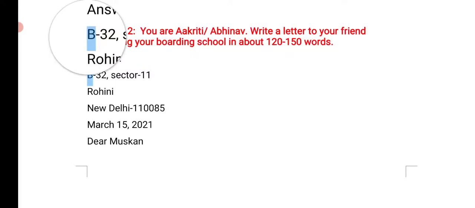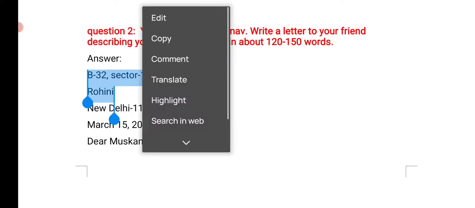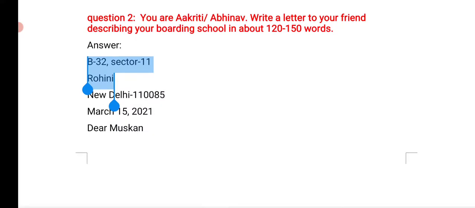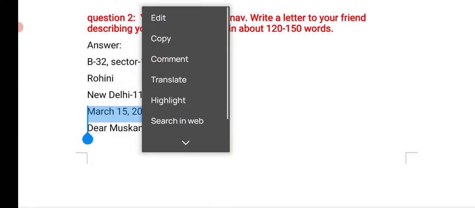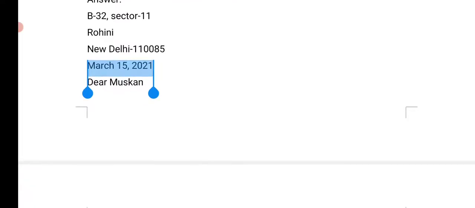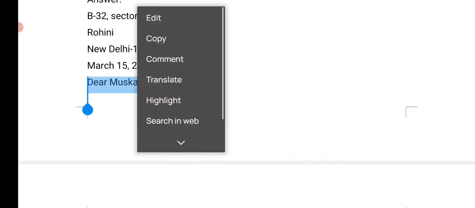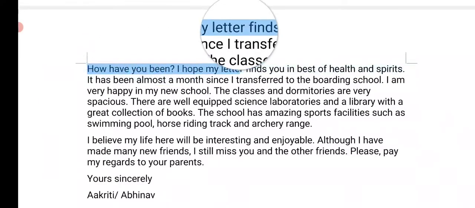So what will we write first, children? Yes, we will write the sender's address. It means Abhinav's address or Akriti's address. So you can put any address. We have put the address with the pin code and then the date, right? The date has to be in this manner, March. You will not write 02, right? 15-02, this is the wrong way. You will write 15 March 2021. And dear Muskan or dear Mukesh, you can use any name. So yes, that's how we start a letter.